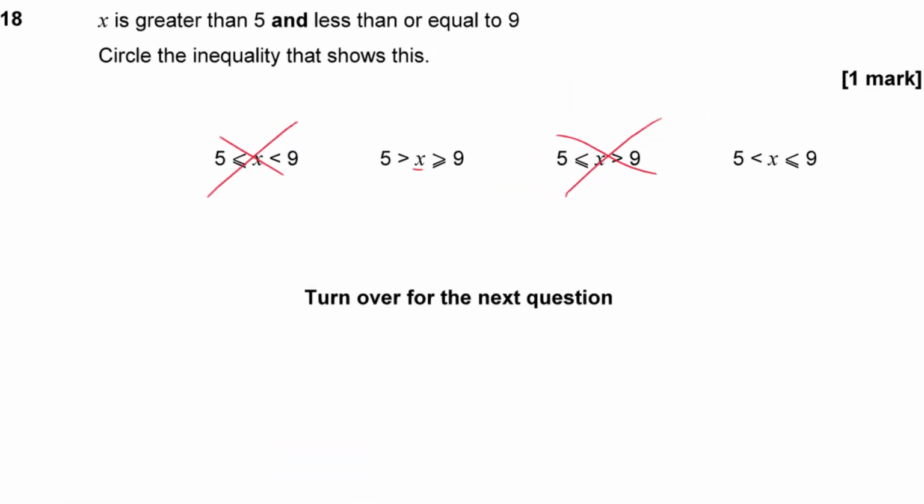The 5. So that's actually saying 5 is greater than x, or x is less than 5, not greater than 5. So it's not that one either. Just by looking at the first part, you can work out that it's actually x is greater than 5 is that one, and less than or equal to 9. So it is that one on the end there.